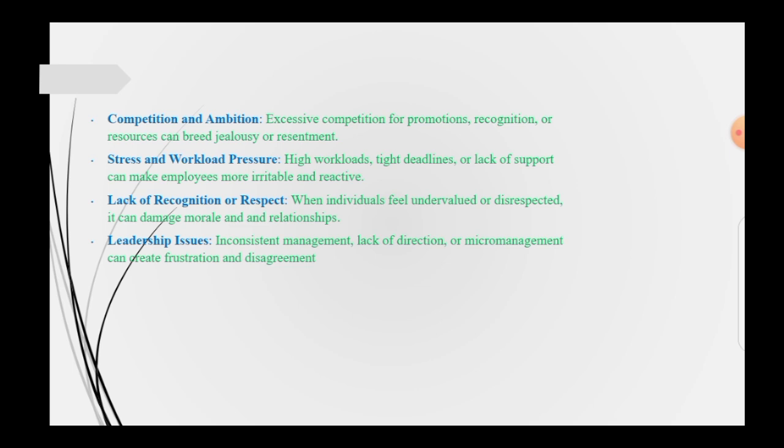Number 5, unclear roles and responsibilities. When employees do not have clearly defined duties or when tasks overlap, confusion and frustration can occur. This can lead to blame shifting or unmet expectations which affects productivity and morale.